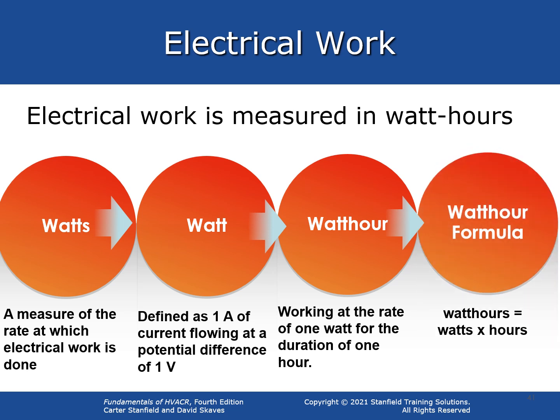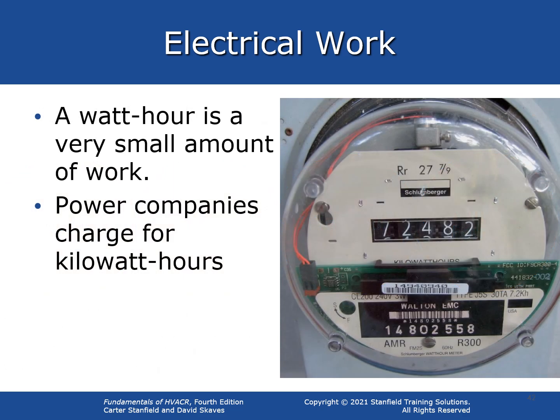A watt-hour is the amount of electrical work done at the rate of 1 watt for a period of 1 hour. Because the watt-hour is a very small amount of work, most electrical work is measured in kilowatt-hours. A kilowatt-hour is equal to 1,000 watt-hours. Power companies charge customers for kilowatt-hour usage.